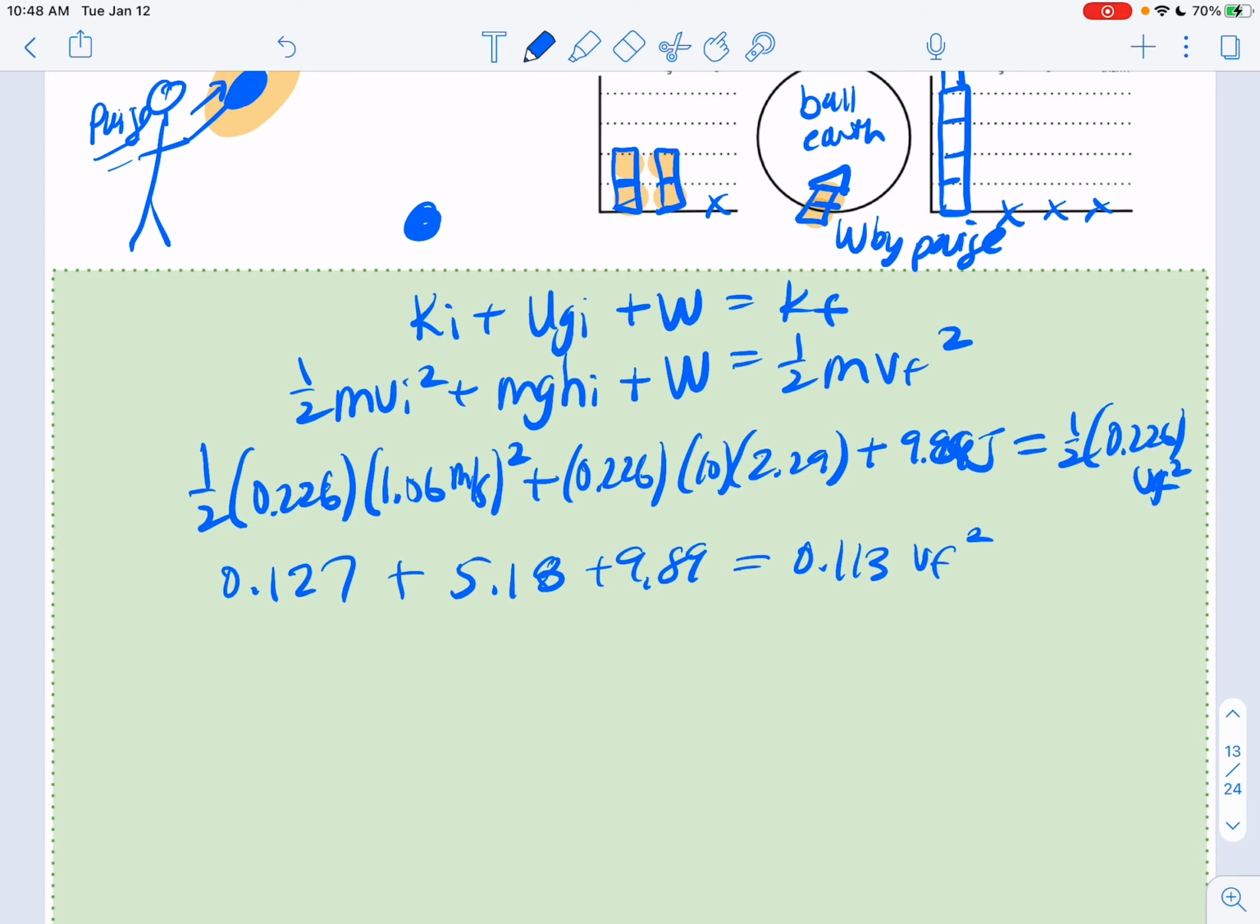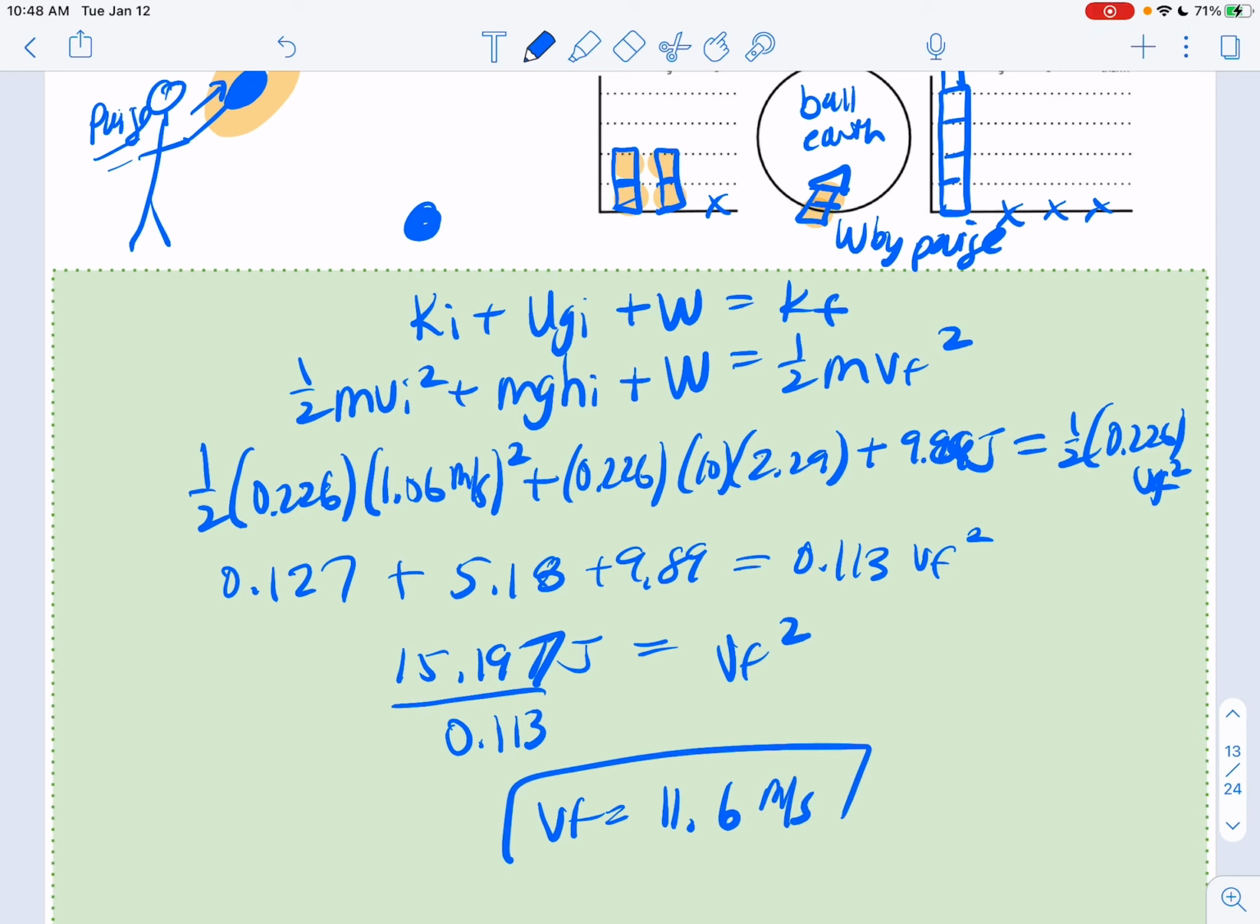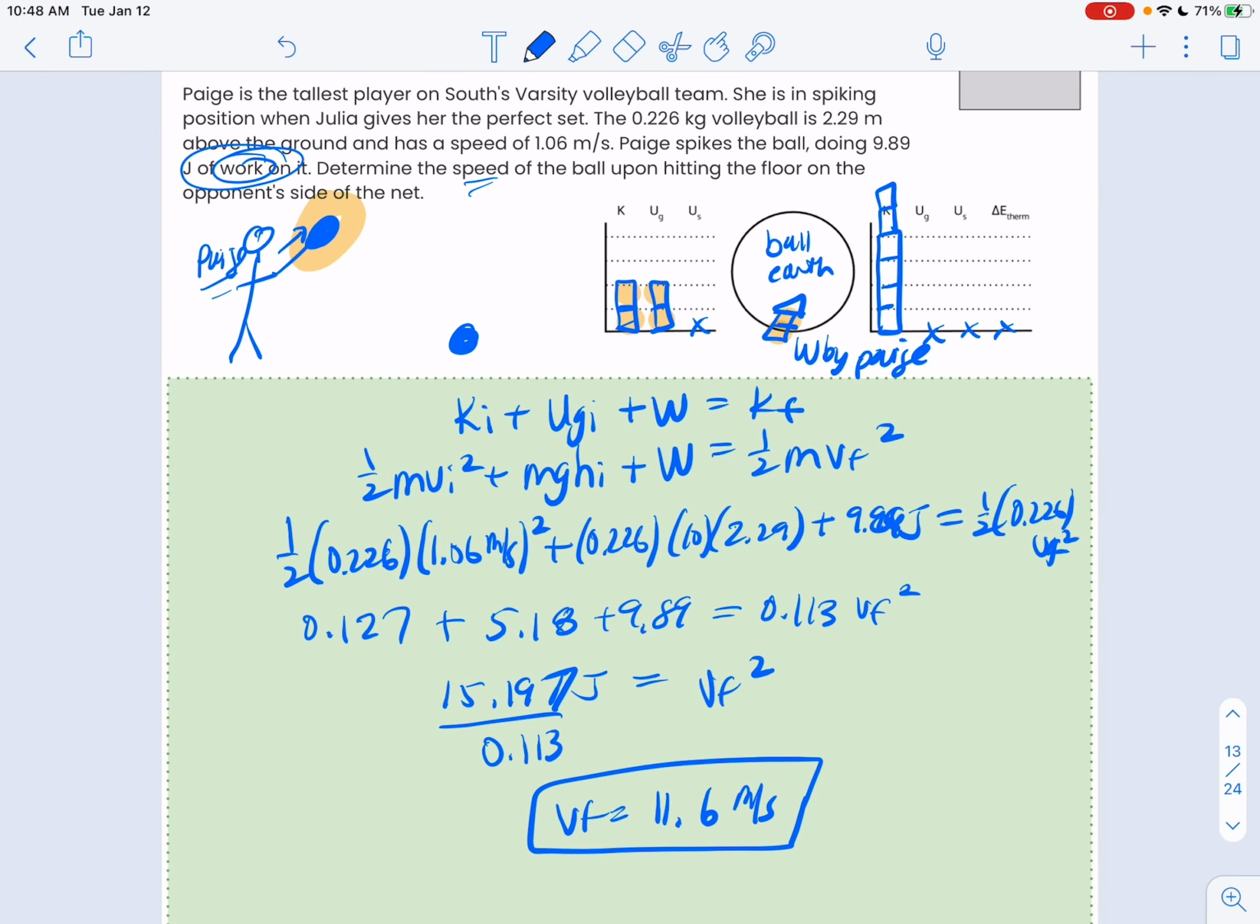Okay, 0.127 plus 5.18 plus 9.89. So 15.197, that's joules on that side, divided by 0.113. Radical. And I'm expecting it to be much faster than it was before, and indeed, it is much faster. There, 11.6. All right, so that's that one.